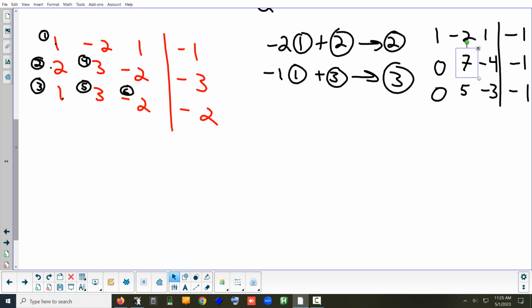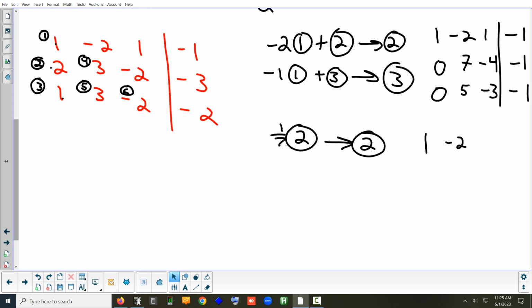Okay, so I'm just going to write it right underneath. Let's take the second row, multiply it by 1/7, and that's going to replace what's currently in the second row. So what rows aren't changing this time? 1 and 3. Let's copy them. 1, -2, 1, -1, 0, 5, -3, -1. And we're only going to get 2 numbers that are fractions. That's not bad. Multiply everything by 1/7 in row 2.